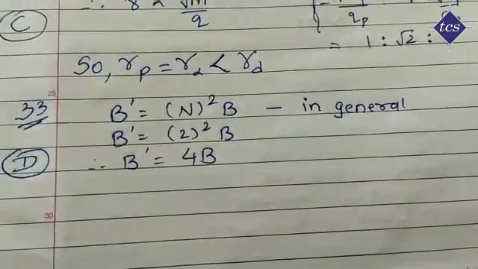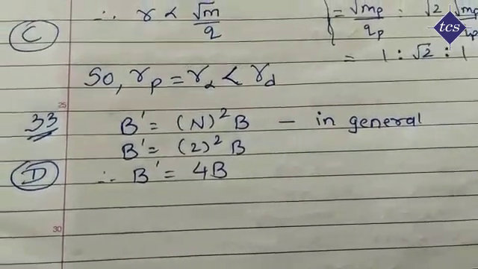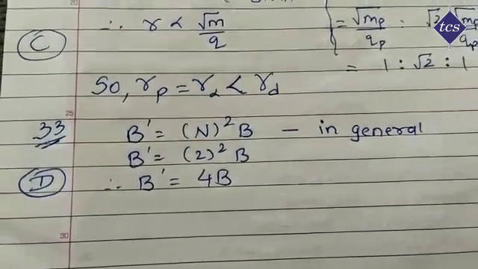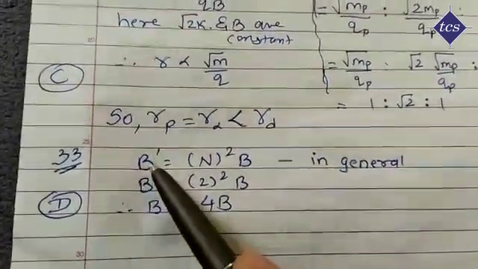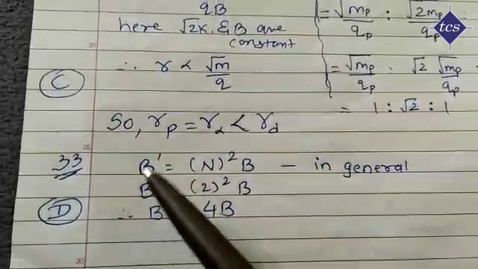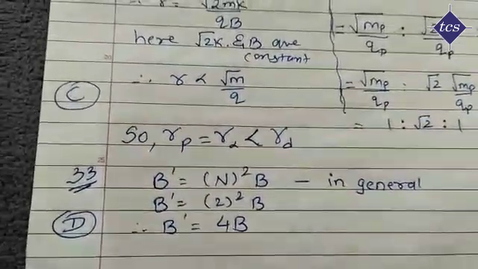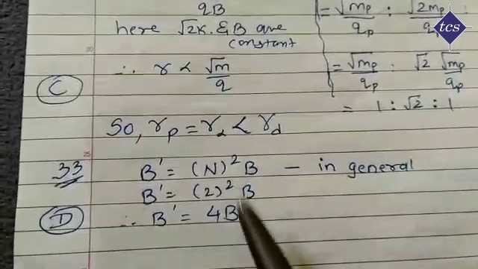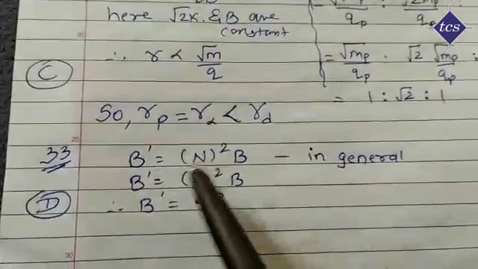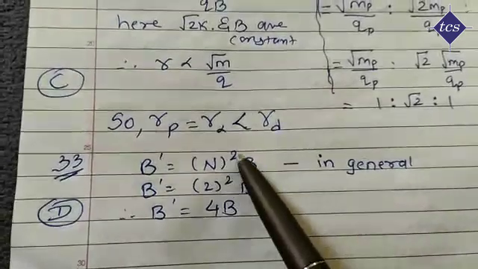Now a loop having 2 turns is prepared from the same wire and the same current is passed through it. What will be the magnetic field at the center? So B dash, in the solution part, B dash is the magnetic field at the center of a wire having n turns or n loops. So the relation between these two magnetic fields is B dash equals n squared times B.